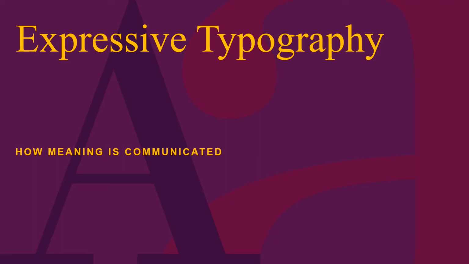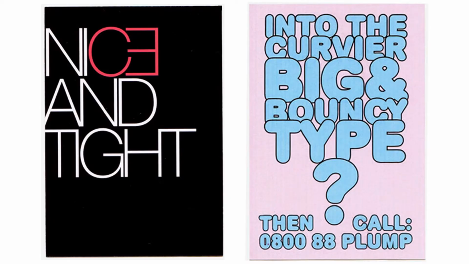Expressive typography, how meaning is communicated. So looking at these 2 poster examples, you can immediately get the sense that both designs are expressing a certain feeling or emotion. They both have a point of view, and they are definitely opposite points of view.